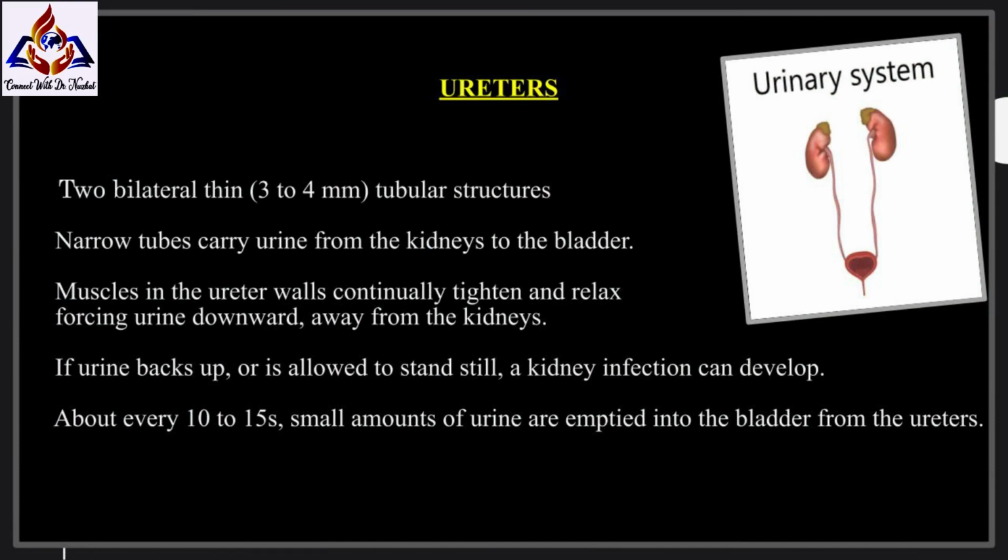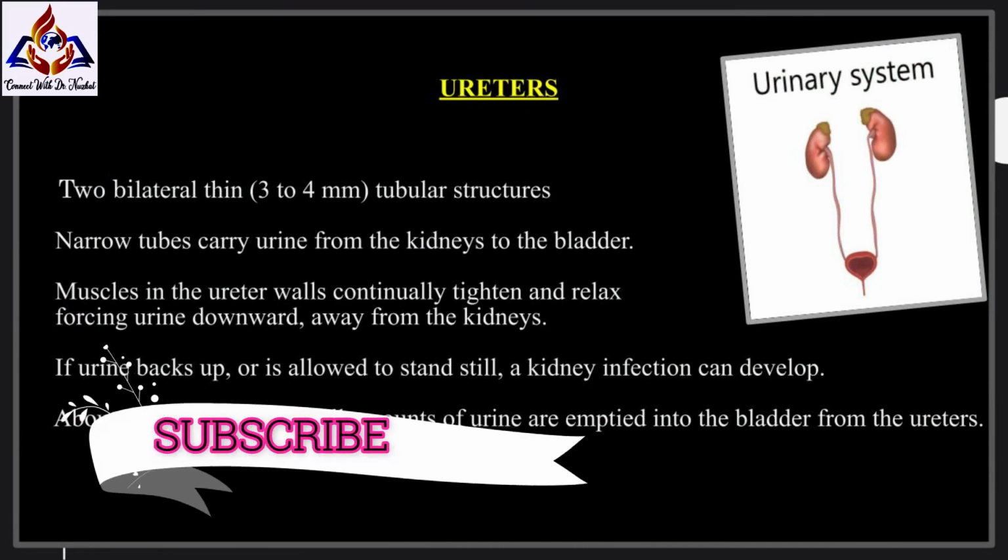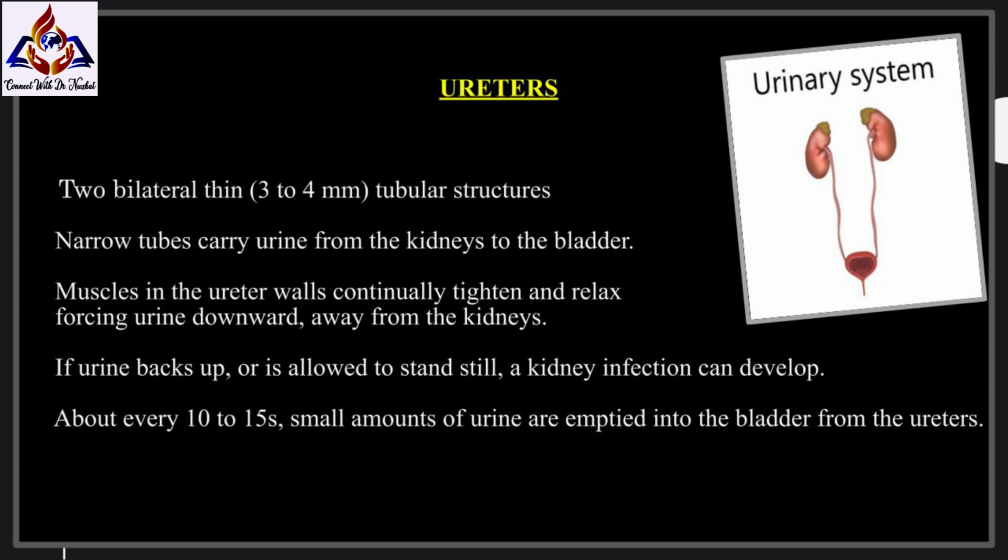Ureters. Two ureters, these narrow tubes carry urine from the kidneys to the bladder. Muscles in the ureter walls continuously tighten and relax, forcing urine downward, away from the kidneys. If urine backs up or is allowed to stand still, a kidney infection can develop. About every 10 to 15 seconds, a small amount of urine is emptied into the bladder from the ureters.